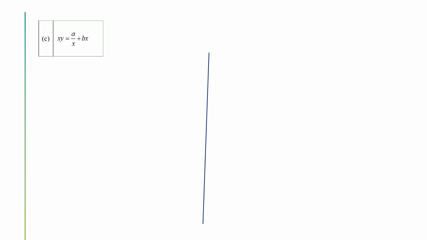Right, let's do another example. If you observe the equation given, there's no constant term. Every term there has a variable. First one is x, y, two variables there. Second one is a divided by a variable x, plus the third one is b times another variable. So hence there's no constant term at all. Hence this is a non-linear form.